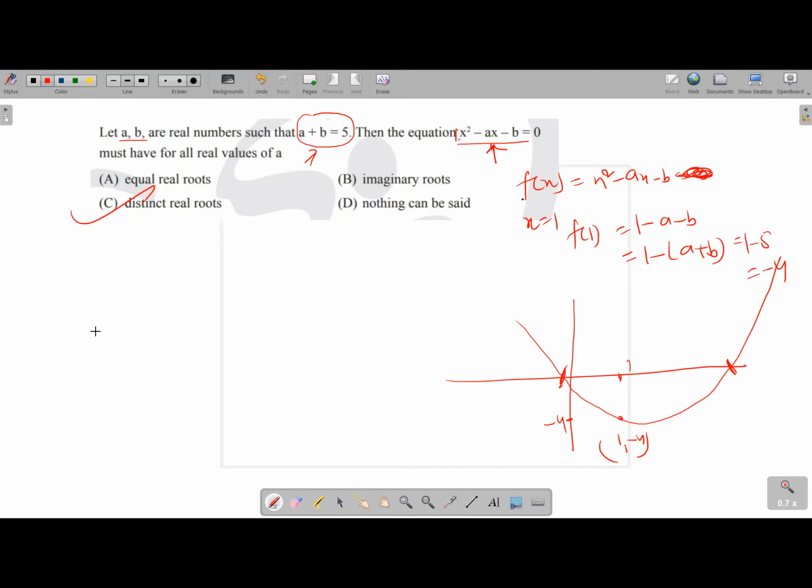Okay, now we also know that the leading coefficient of the equation is 1. The coefficient of x square is positive. And you know that if the leading coefficient is positive, it means that the graph will be concave upward, mouth opening upward. So the graph will have mouth opening upward, and the graph has to pass through this 1 comma minus 4. So definitely it is going to cut the x-axis at two different points.